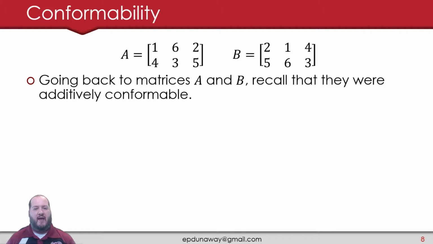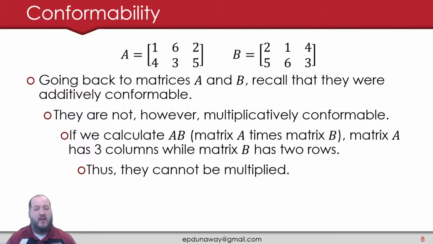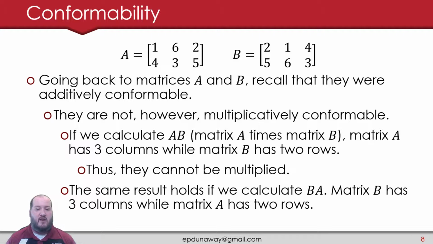So let's look at this. Let's go back to A and B. And remember that these two matrices were additively conformable. However, they are not multiplicatively conformable. That's hard to say. So basically, if I take matrix A and multiply it by matrix B, well, matrix A has 3 columns and matrix B has 2 rows. I can't work with that. There's nothing I can do to multiply them together. Same thing if we calculate B times A: matrix B has 3 columns and matrix A has 2 rows. So there's nothing I can do with that. It just won't work. They are not conformable in this sense. So if I got asked to multiply these two matrices together, I'd tell them I couldn't do it.